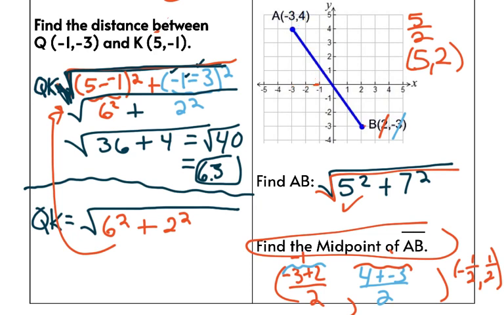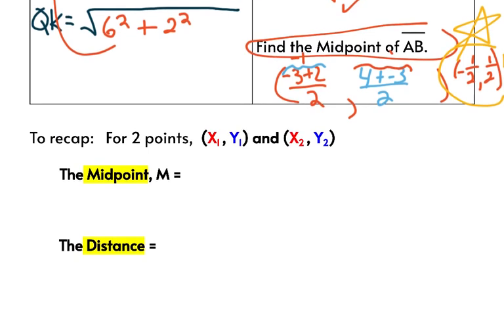What do I mean? I'm going to plot what I found to be the midpoint, a half to the left and a half up. And does that look like it's in the middle of that blue line segment? And it really does, so that looks amazing.